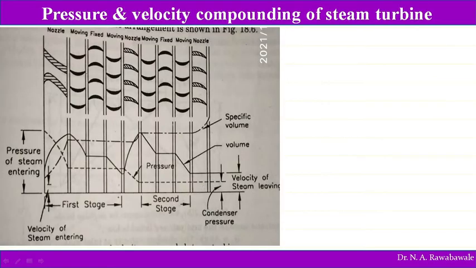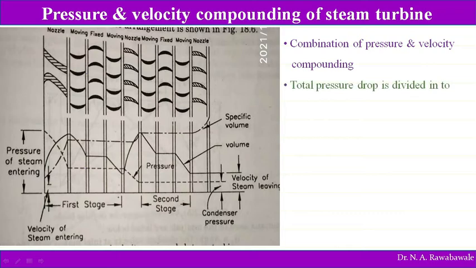Now coming to the pressure velocity compounding of steam turbine. So it is a combination of pressure compounding and velocity compounding. Now we can see here it is a combination of pressure and velocity compounding. Now the total pressure drop is divided into stages. So this first part acts as an impulse turbine. Then the second part again acts as an impulse turbine.